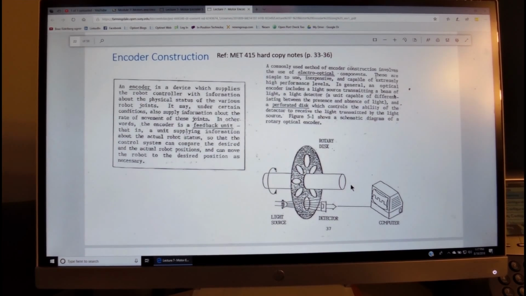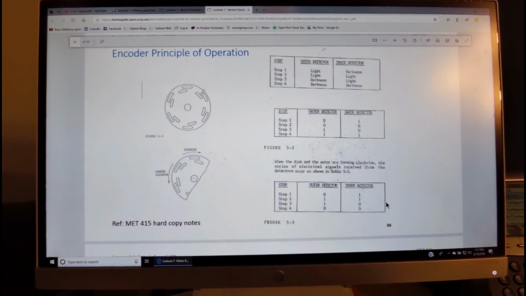Here's another example taken from the old description of the MET 415 robotic course that shows the slotted disc connected to the motor with a light source, and then a detector going into the computer to make the counting.